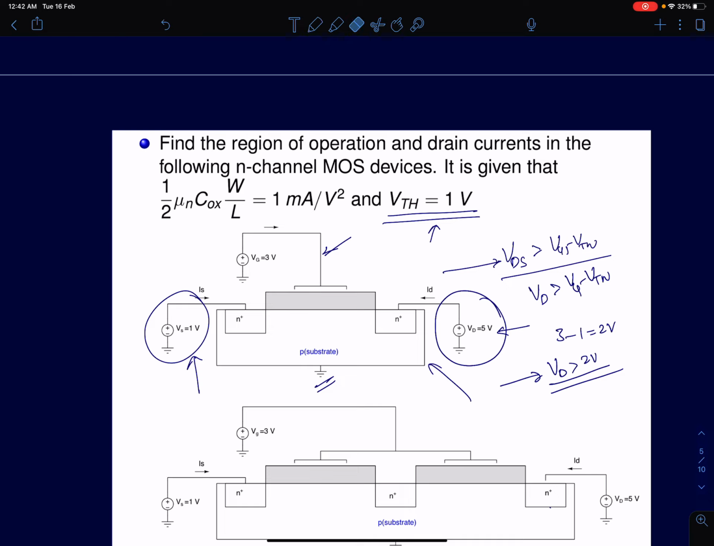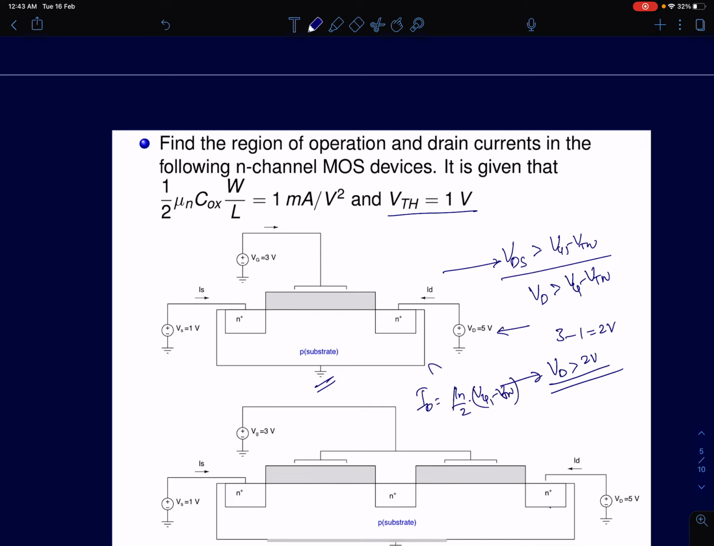Now because the device is in saturation region, we can immediately use the square law characteristics to write the current. The drain current is given by beta n by 2, which is mu n Cox W by L by 2, into VGS minus VTN the whole square. VGS of this device happens to be VG minus VS. The gate voltage is at 3, so VGS is 3 minus 1, which is 2 volts. So 2 minus VT of 1 gives 1 squared, into beta n by 2. This term is given in the question as 1 milliampere per volt square. So you get 1 milliampere per volt square, so this is 1 milliampere. Your drain current is just 1 milliampere.